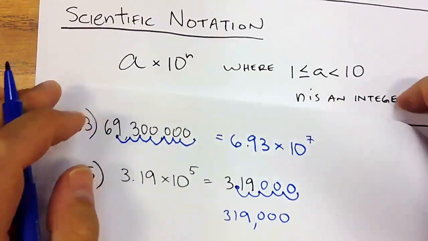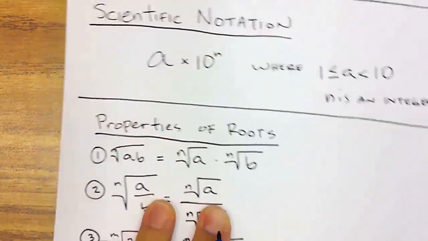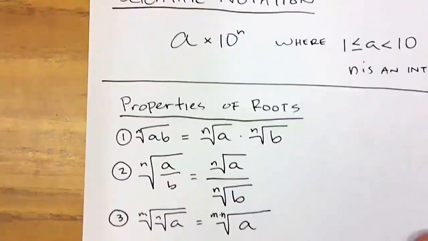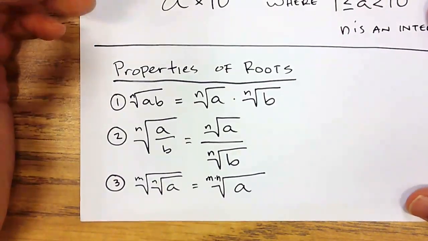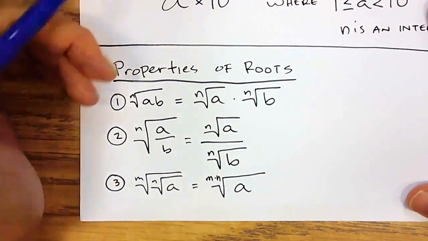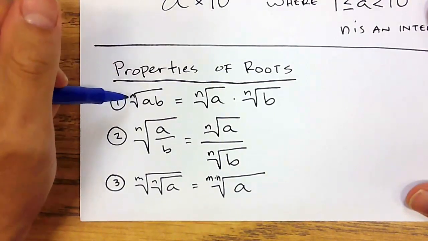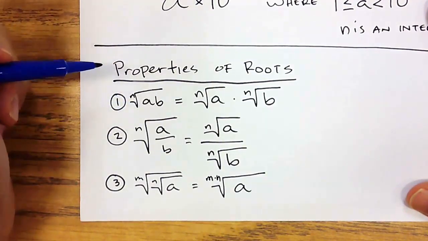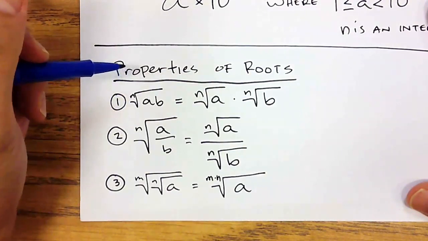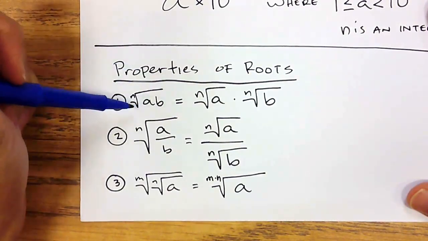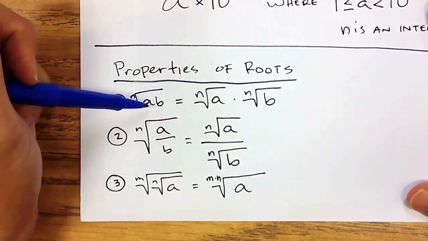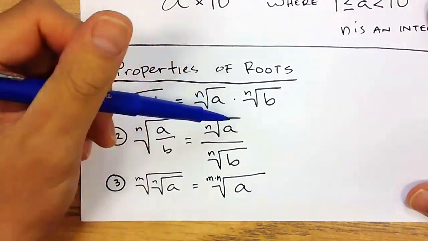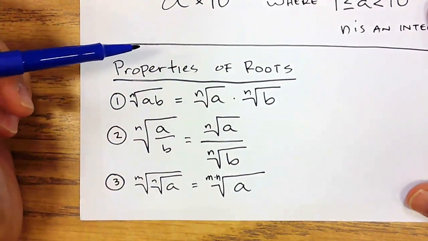319,000. Okay. The next part we have to go over is the property of roots. It's square roots, it's any root. Okay, so n is the numbered root: cube root, square root, fourth root. If I have the nth root of ab, we can split up the a and the b and just put it in their own root. Okay, that's rule number 1.